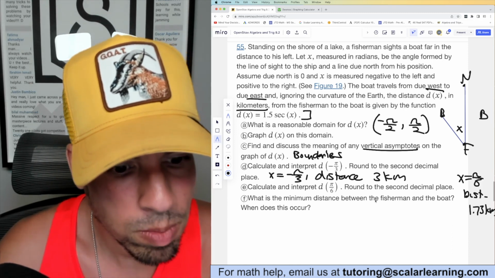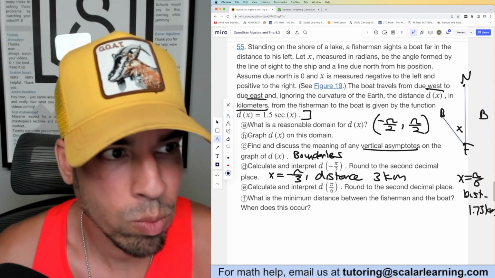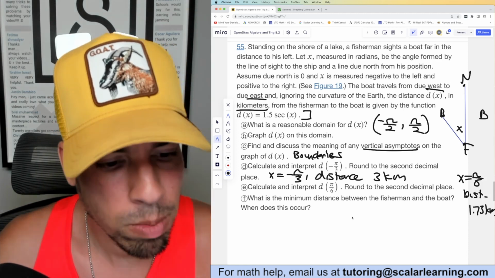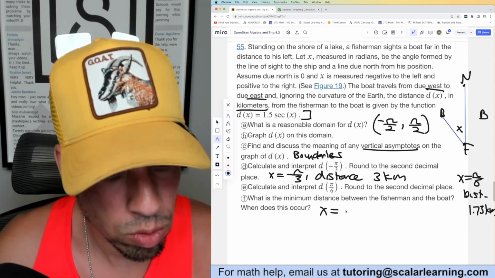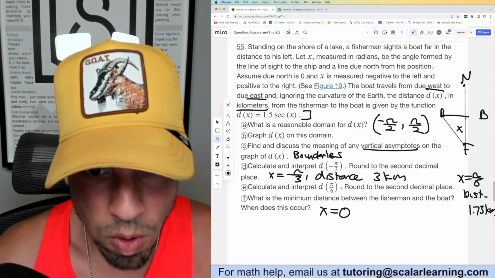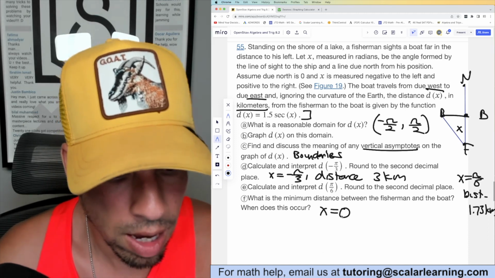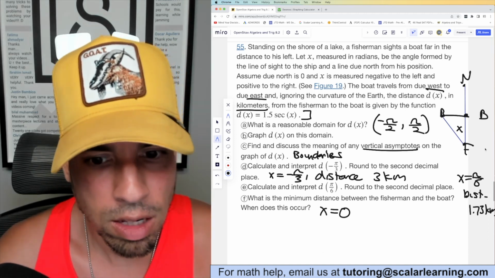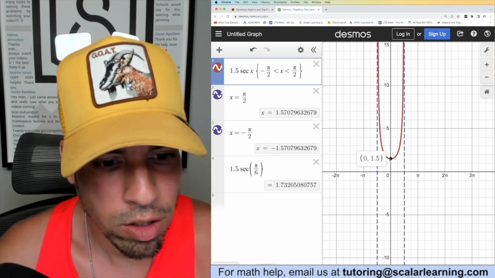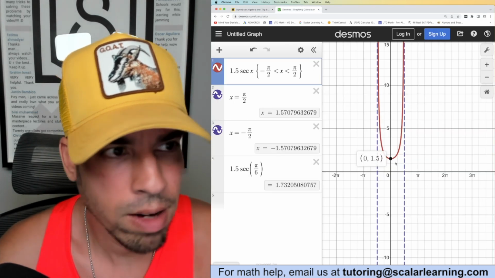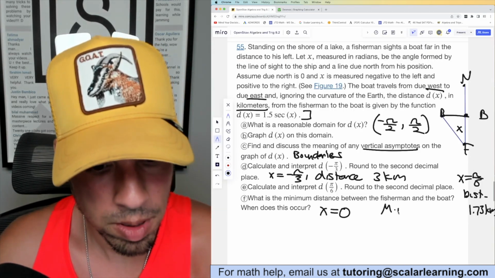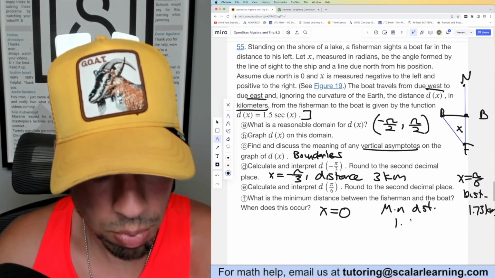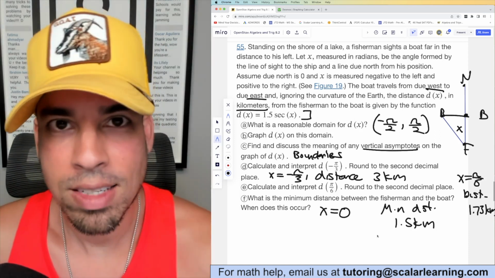What is the minimum distance between the fisherman and the boat? When does this occur? So I think we remember from the graph that it occurs when x equals 0. That's when it's right due north, okay? When the angle is 0 radians. And now let's find the minimum on the graph. And it's right here. It's a distance of 1.5 kilometers. So the minimum distance is 1.5 kilometers. And that's how you do it.